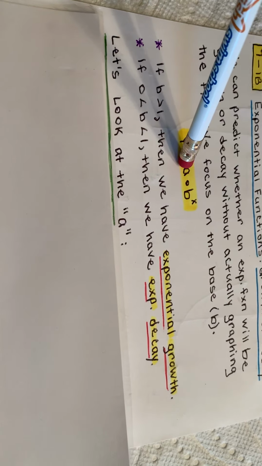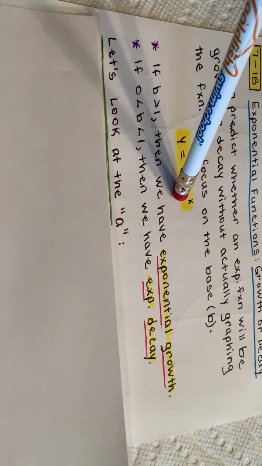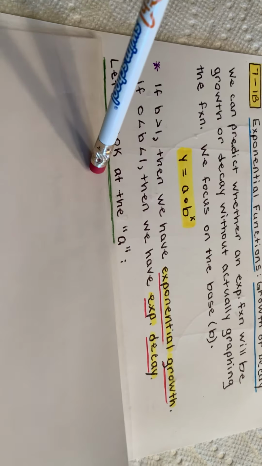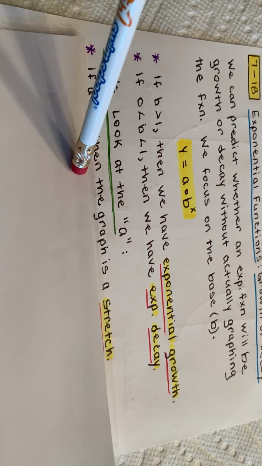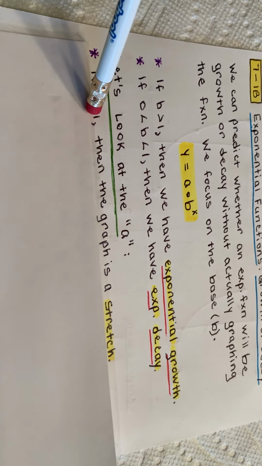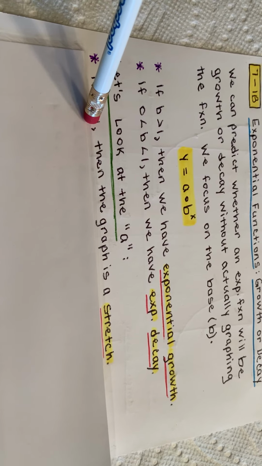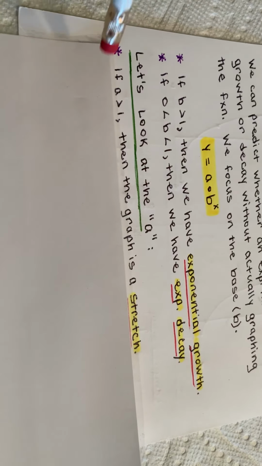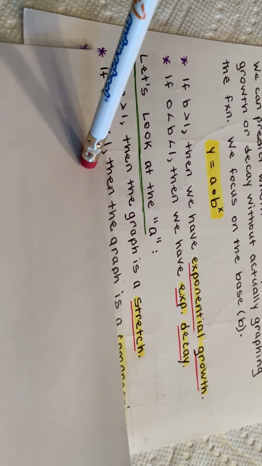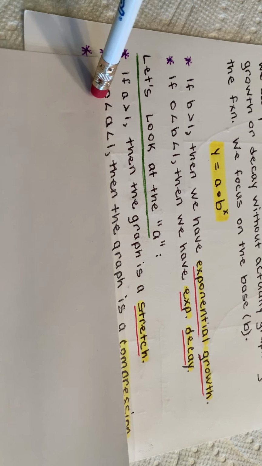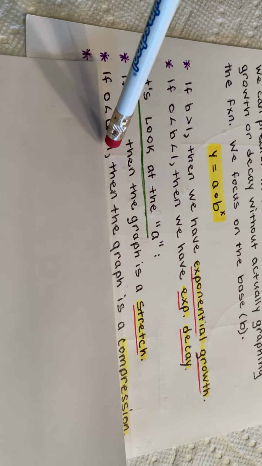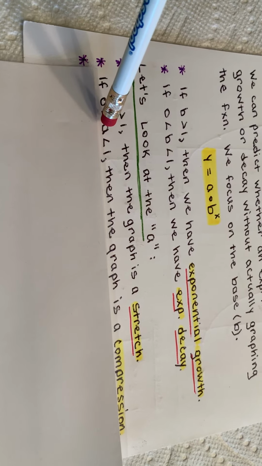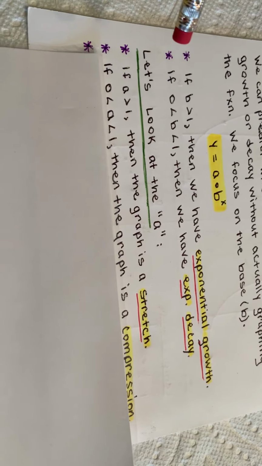Now, let's take a look at the A. We already talked about B. Let's look at that letter A. If A is greater than 1, if it's 2, 3, 4, 5, then the graph is called a stretch. If A is between 0 and 1, if A is a fraction, 1/2, 1/3, 1/4, then the graph is called a compression.